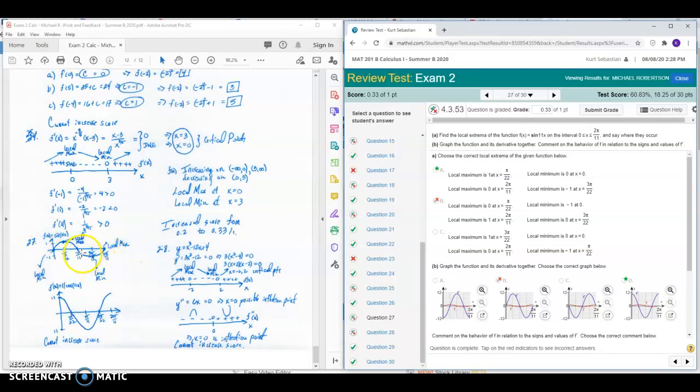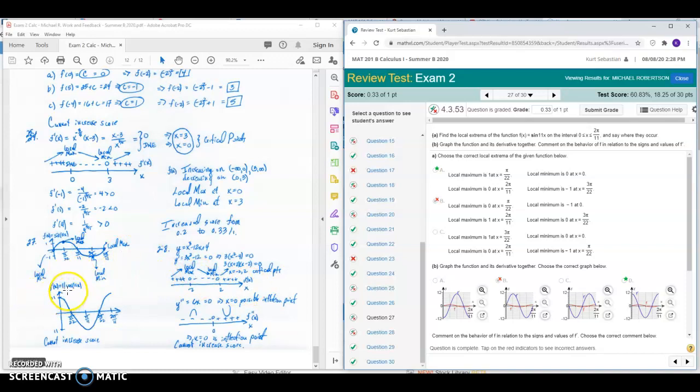So half of 2 pi over 11 is pi over 11. And then half of that is pi over 22, so that makes this 3 pi over 22. So we know that we have local maximums at pi over 22 and 2 pi over 11, and we have local minimums at 0 and at 3 pi over 22.